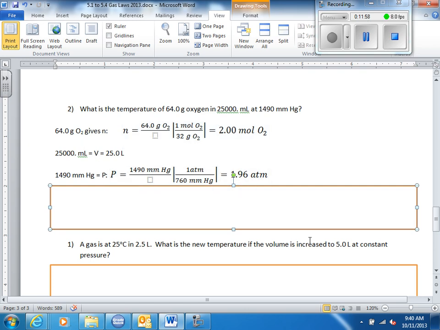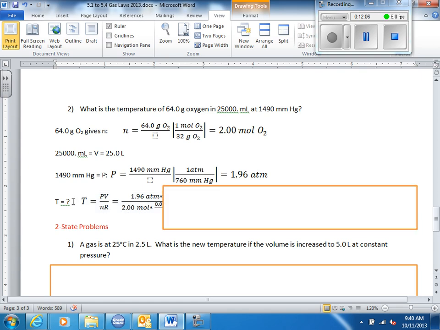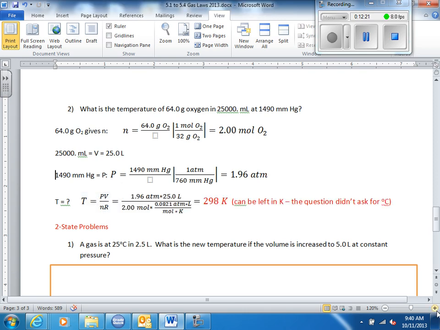By the way, I didn't mention this in the last problem. Always isolate the unknown variable and then plug in your values. So I'll show you what I mean here. We want to find temperature. And notice I don't write out PV equals nRT, I isolate T. So T, if we isolate T in the PV equals nRT equation, we get T as PV over nR. Now I plug everything in, and we get 298 Kelvin.